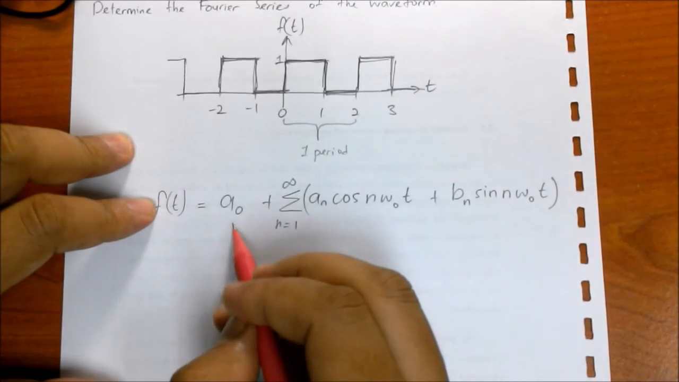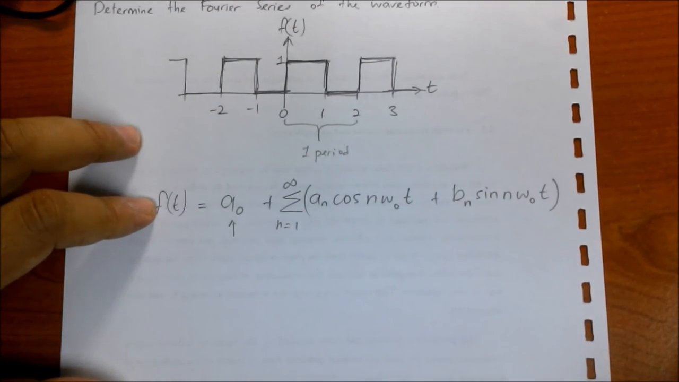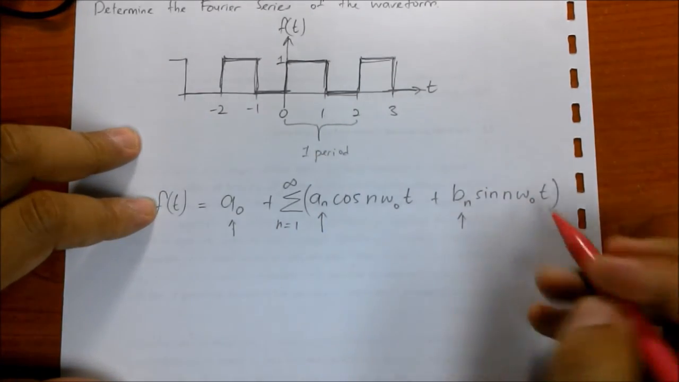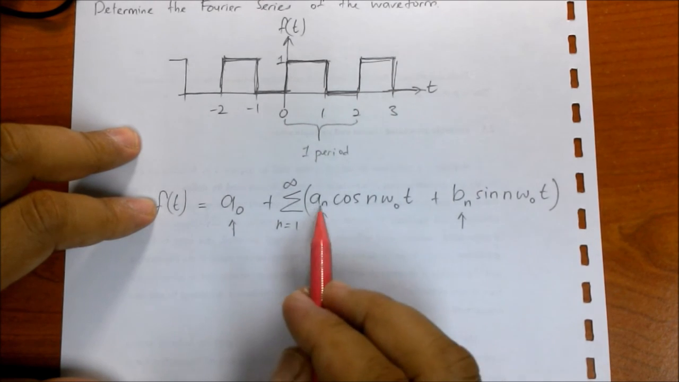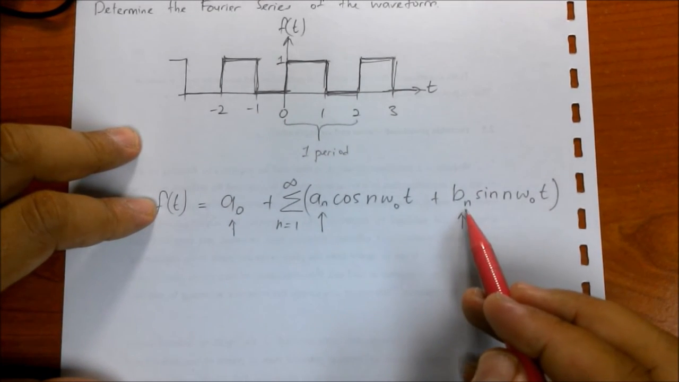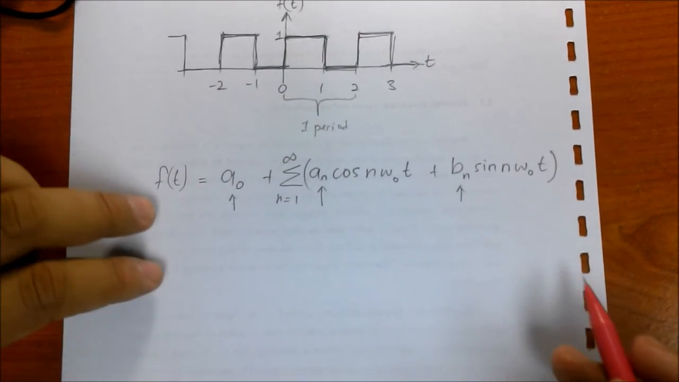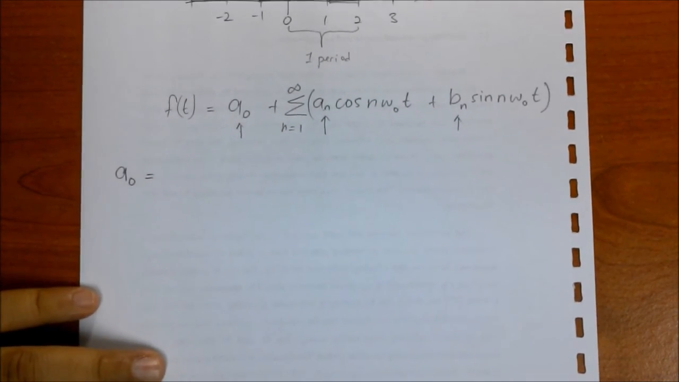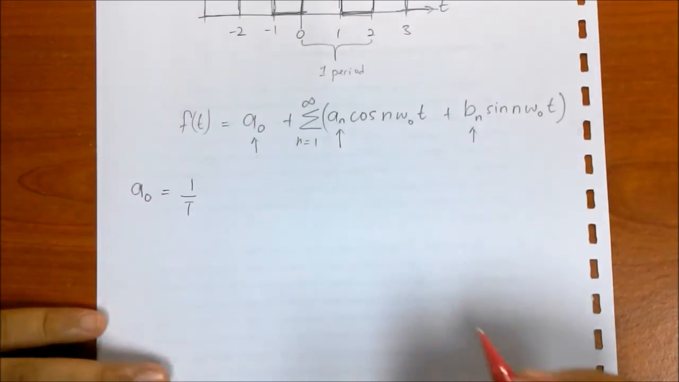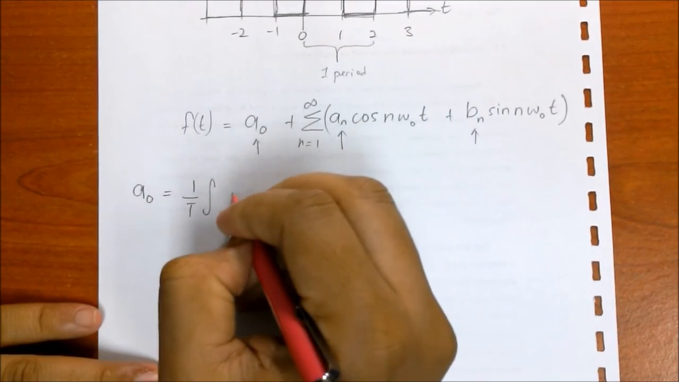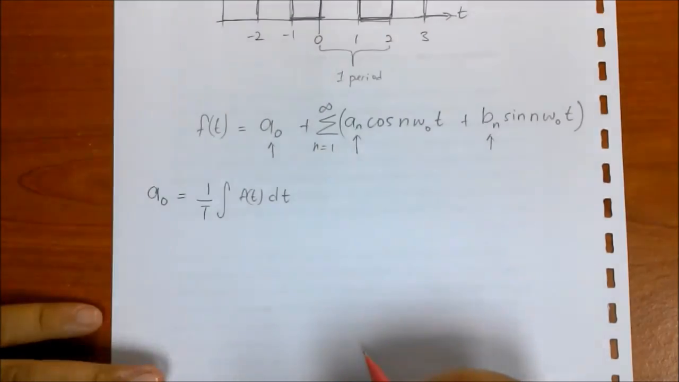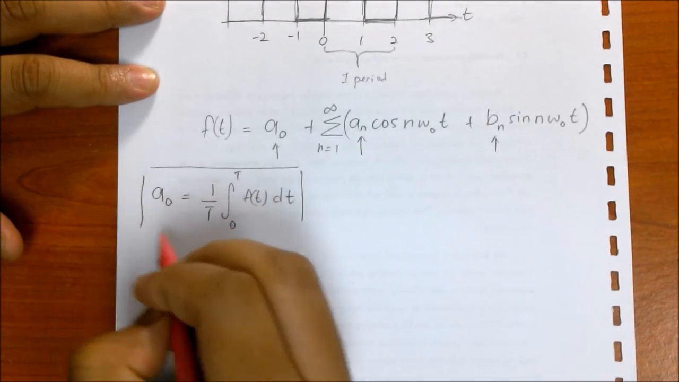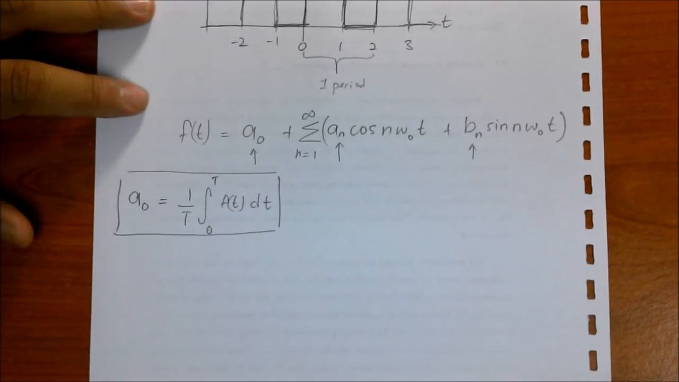However, we have to find the coefficients, the Fourier coefficients, which are a_n and b_n. So we have to find all these values, omega naught, a_n, b_n, and so on, to get the final equation. Okay, so what is the equation for a0? a0 is 1 over T, the period, times the integration of f(t) dt, integration from 0 to T.